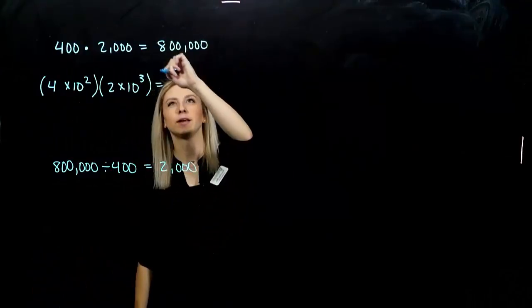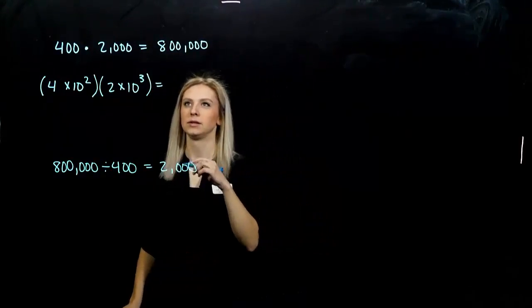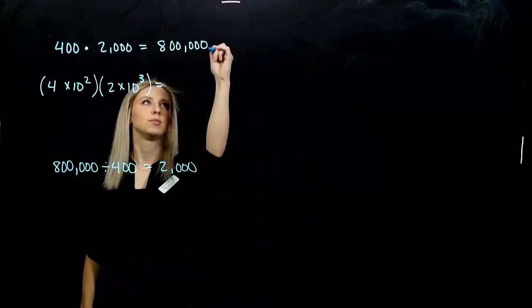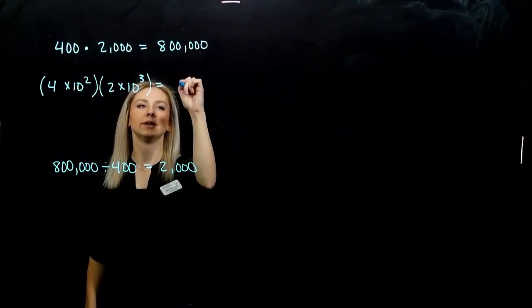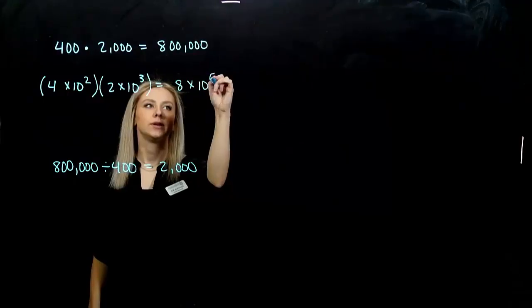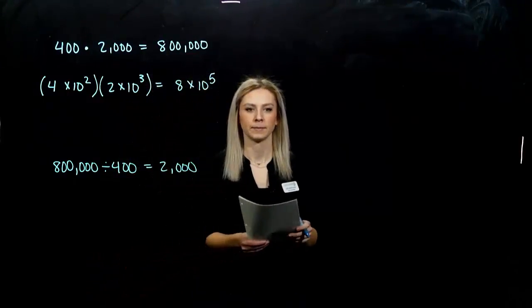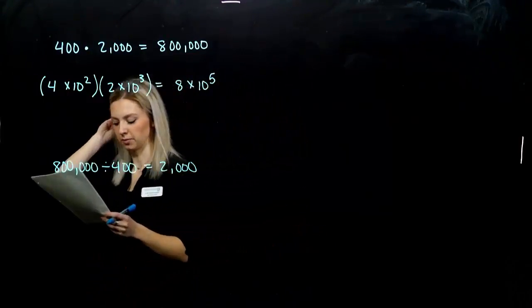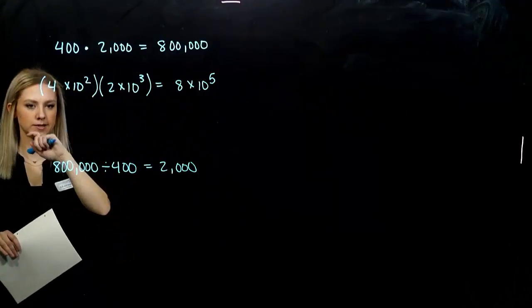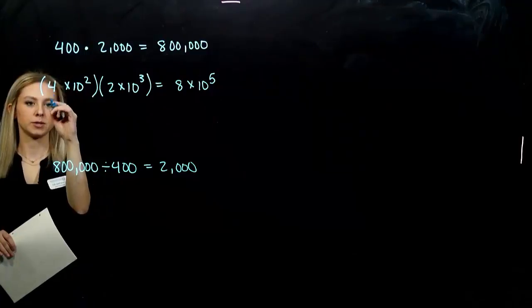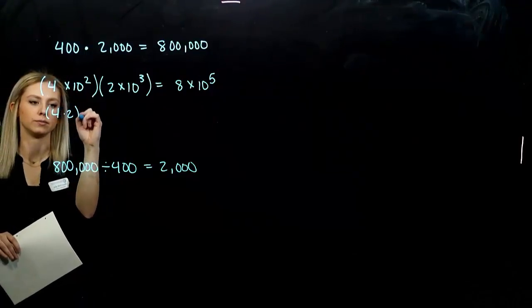And if I want to represent 800,000 in scientific notation, I need to move my decimal 1, 2, 3, 4, 5. So I've got 8 times 10 to the fifth. So what do we know when we're working with these? Does the order matter with multiplication? Nope. And the grouping doesn't matter as well. So I can group together 4 times 2.